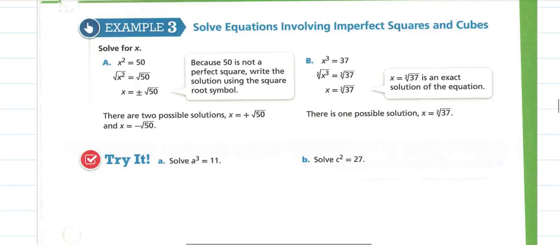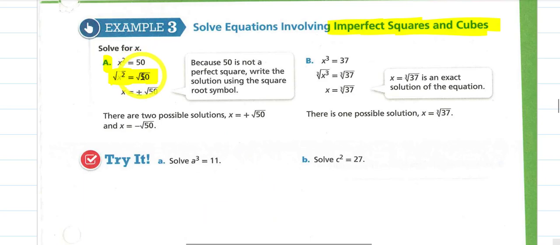All right, so now in example number 3, we're going to be solving equations involving imperfect squares. So imperfect squares and imperfect cubes. And there's a couple of different notations on here, so we'll practice plenty of problems so you can see the differences. So we'll start with this first one here where we're going to solve for x on letter A. And we have x squared equals 50. So we're going to take the square root of both sides.